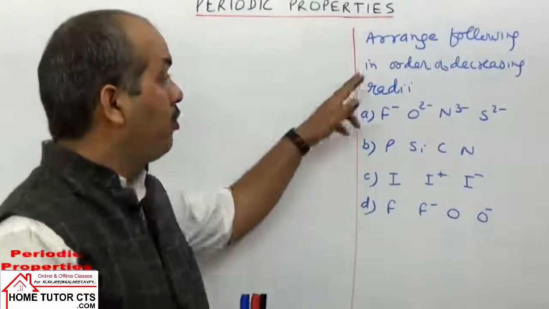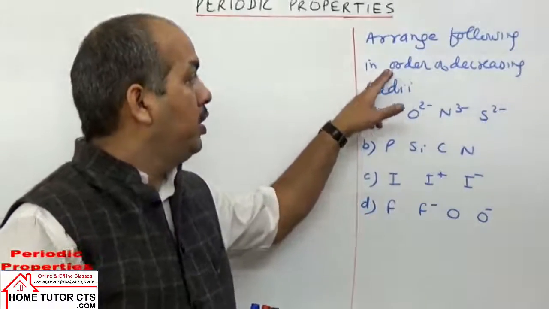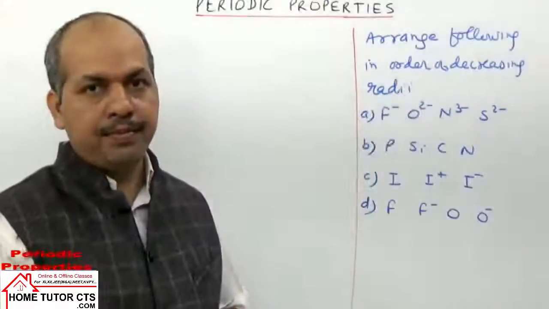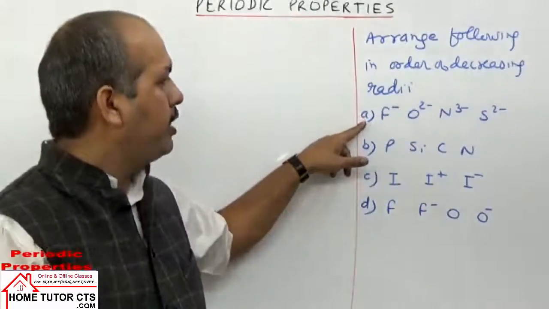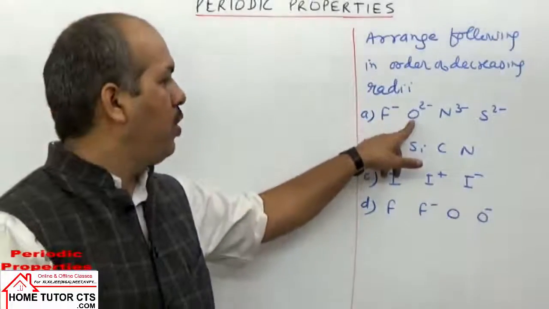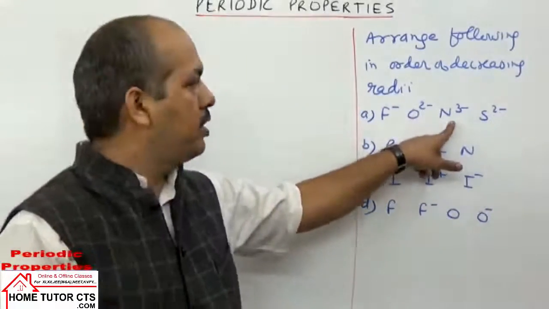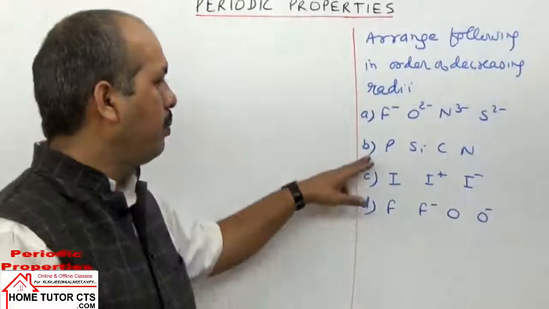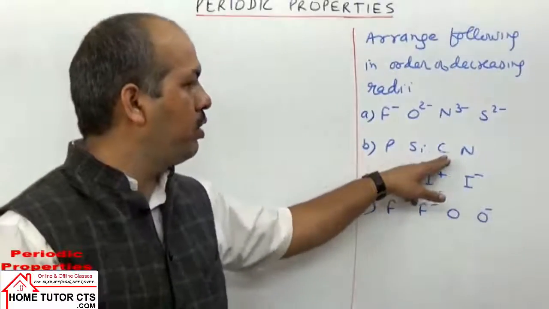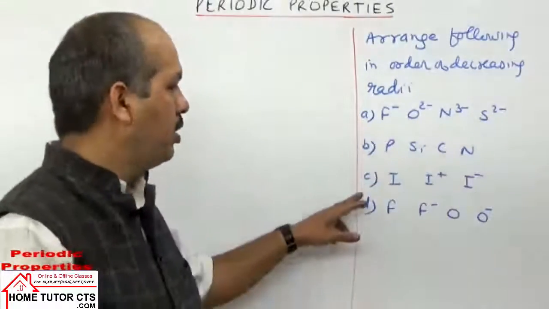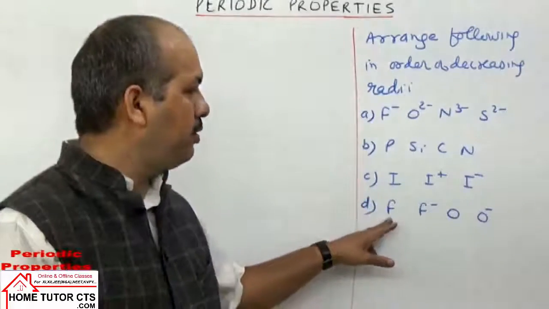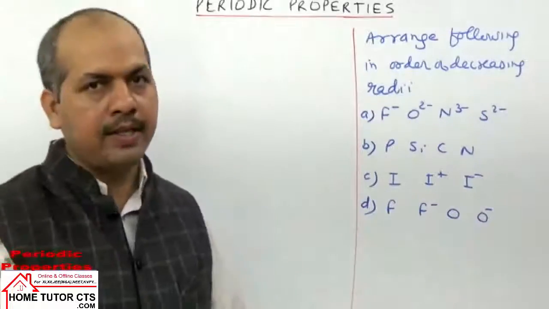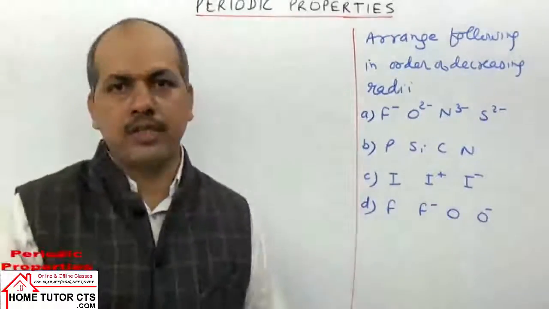Arrange the following in order of decreasing radii. In bit A, you are given F negative ion, oxide ion, N3 negative ion, sulfide ion. In B, you are given phosphorus, silicon, carbon, nitrogen. In C, you are given iodine, I plus, I minus. In D, you are given F minus, O minus. So try this question yourself.